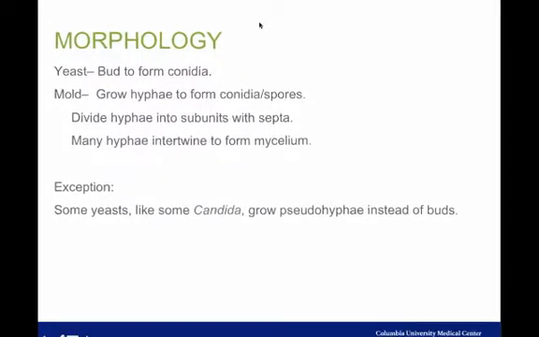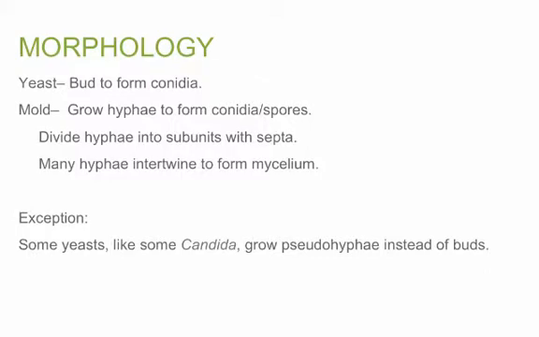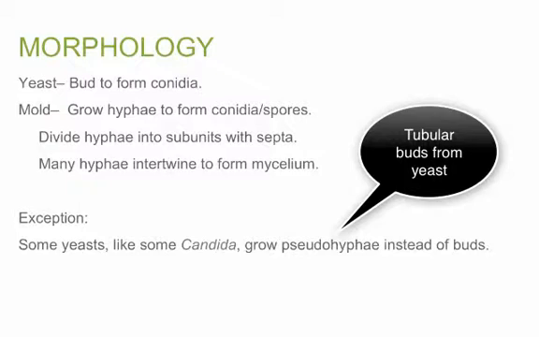Notably, some yeast species, like Candida, can also grow structures that resemble hyphae. These well-named structures are known as pseudohyphae, and they're simply tubular buds from a yeast that look very much like the hyphae that grow from molds.